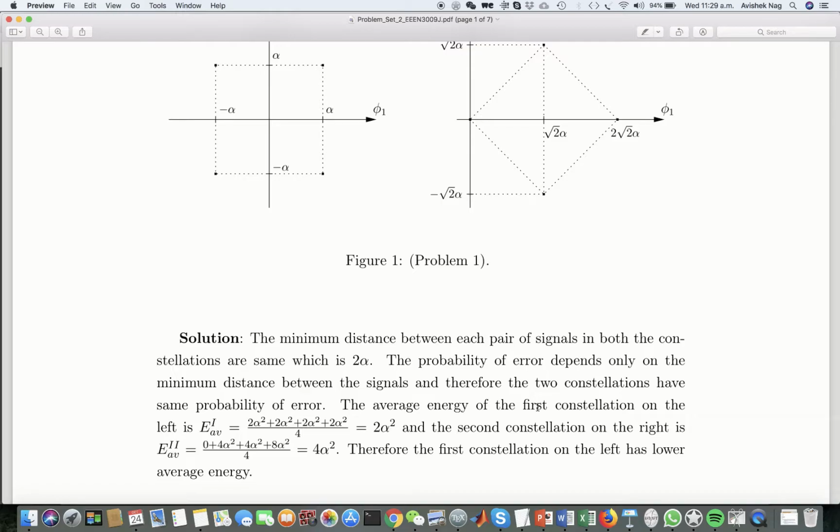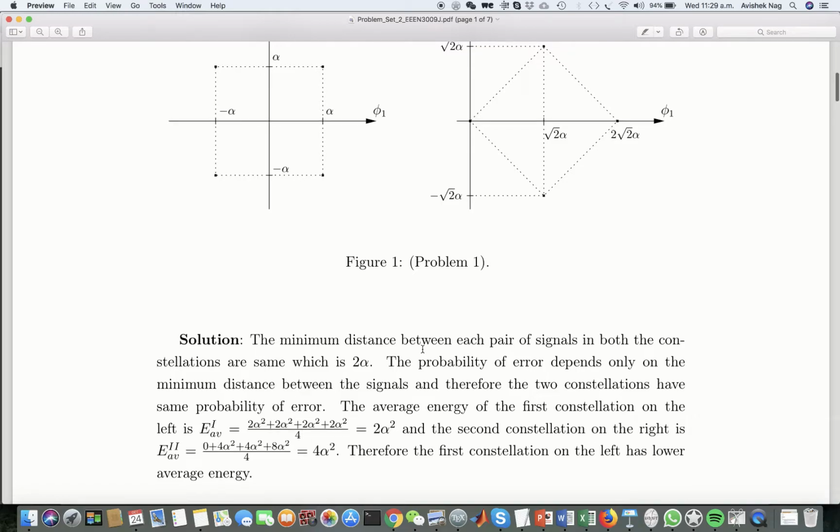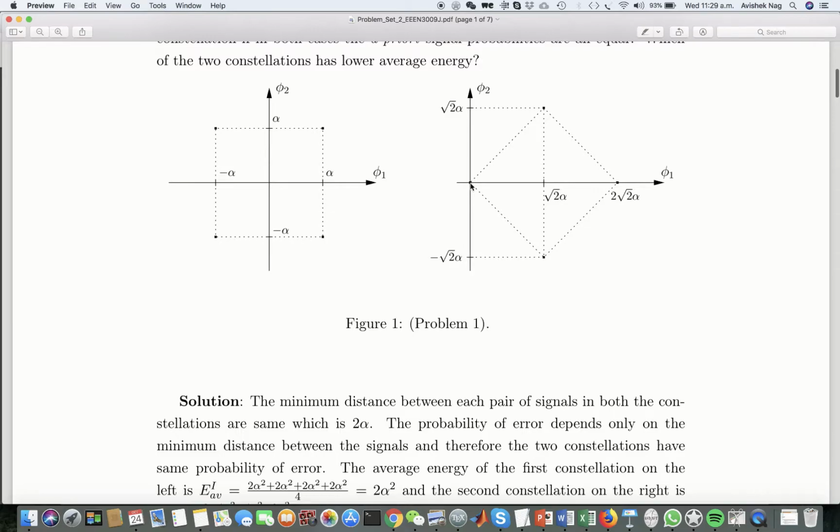And for the second constellation, if you see, this signal is at origin, so the distance from this signal to origin is 0. This signal has the coordinates square root of 2 alpha, square root of 2 alpha, so the distance squared is 2 alpha square plus 2 alpha square, which is 4 alpha square. This one is at a distance 2 root 2 alpha from the origin.